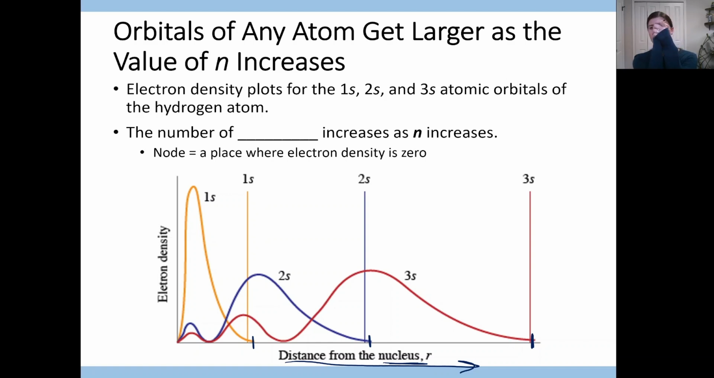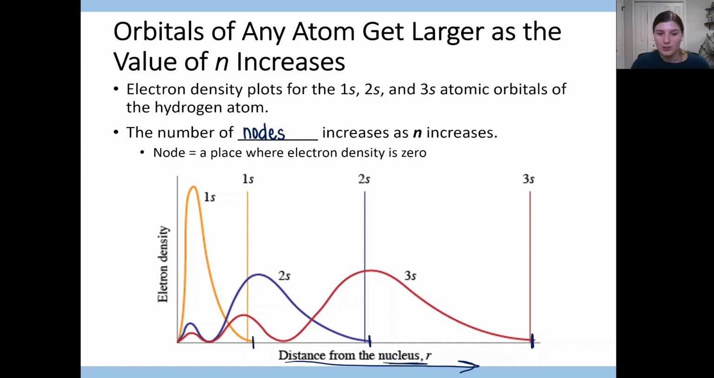So if you have this nucleus in the center, and say this hand represents distance from the nucleus, 1s would be really close to the nucleus, 2s would be a little bit further away, and 3s is even further. As you increase in principal quantum number, you get further and further away. So the number of nodes, this is a new word here, increases as n increases. A node is a place where electron density is 0.